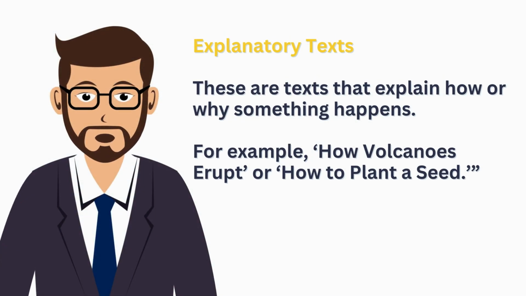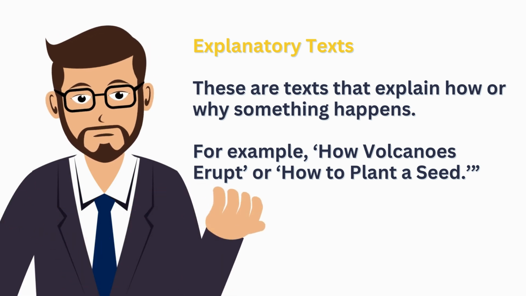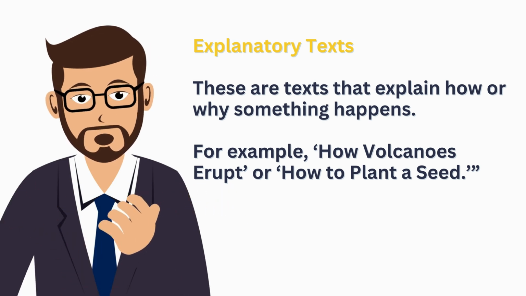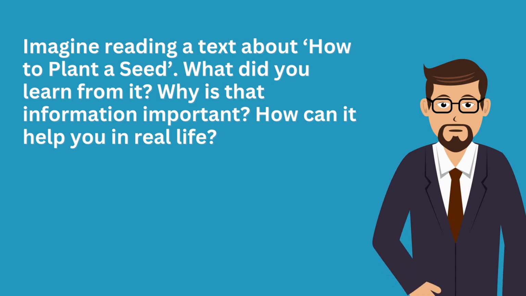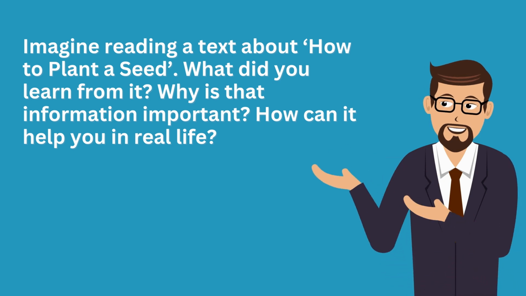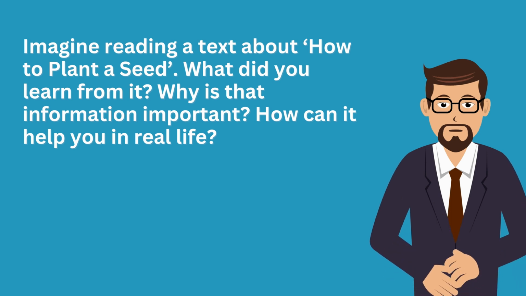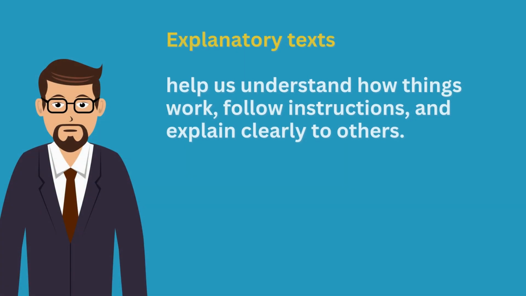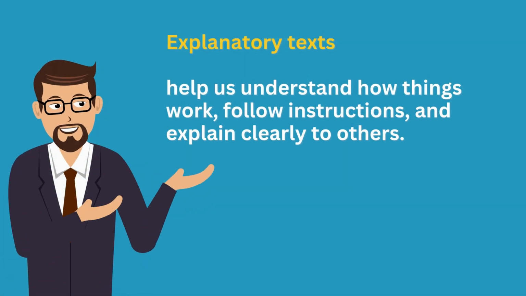Today, we will focus on explanatory texts. These are texts that explain how or why something happens. For example, how volcanoes erupt, or how to plant a seed. Imagine reading a text about how to plant a seed. What did you learn from it? Why is that information important? How can it help you in real life? Correct! Explanatory texts help us understand how things work, follow instructions, and explain clearly to others.